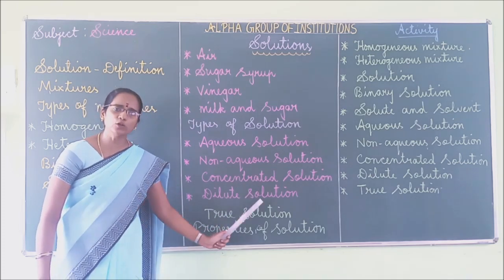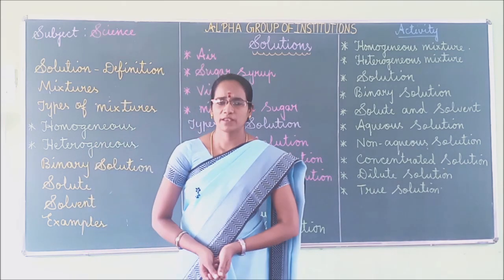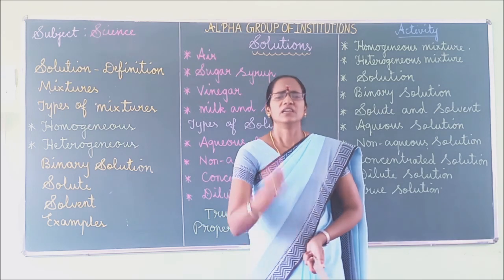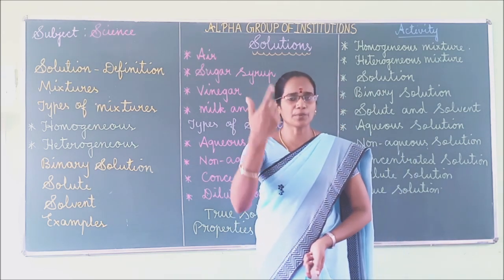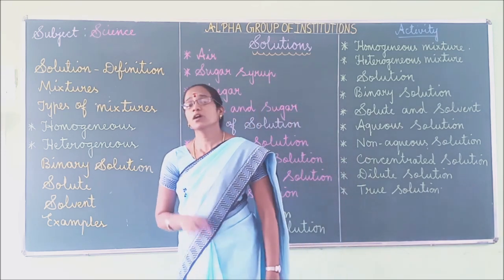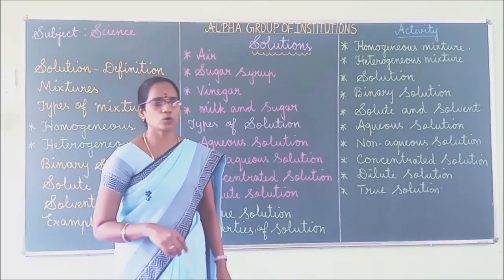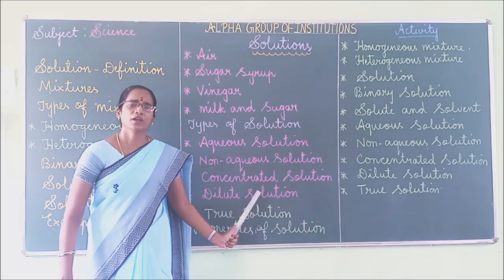Next come to dilute solution. What is meant by dilute solution? Here, a solution which contains a lesser proportion of solute. Larger proportion of solute means it is called a concentrated solution. At the same time, if we add a lesser proportion of solute, then we can say it is a dilute solution.